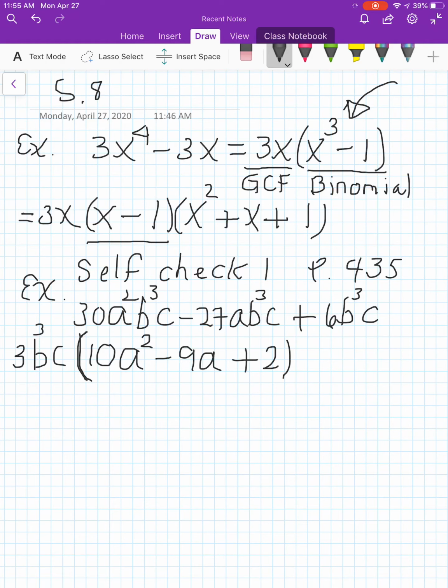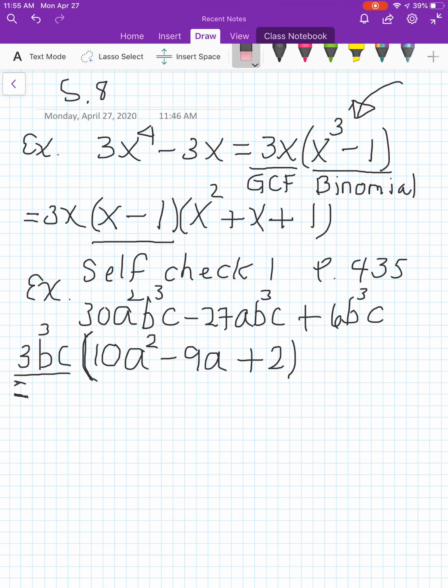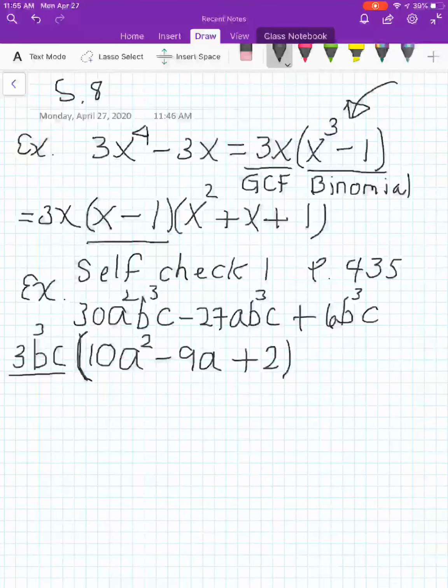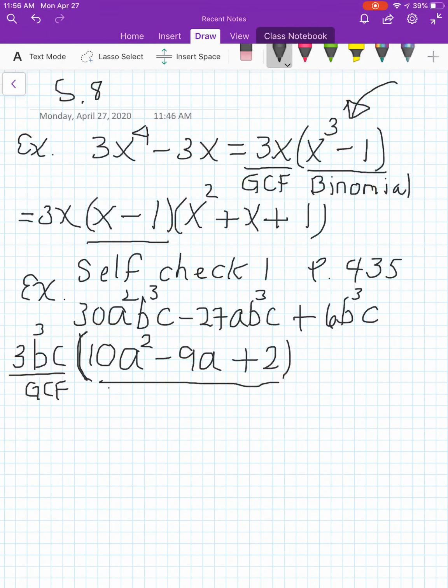So now that you took out the greatest common factor, section 5.8 says now look at the remaining polynomial. This is the GCF, and this is the remaining polynomial. Section 5.8 says, look at it and figure out how many terms. If it's 2 terms, well then, you know how to factor the difference of cubes, the sum of cubes, the difference of squares. Okay, so if it's a binomial, you look for those. In this case, it's a trinomial. Well, let's try to factor the trinomial.